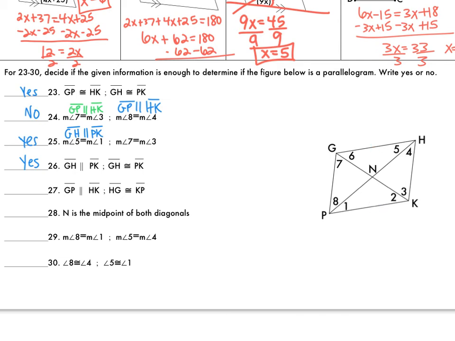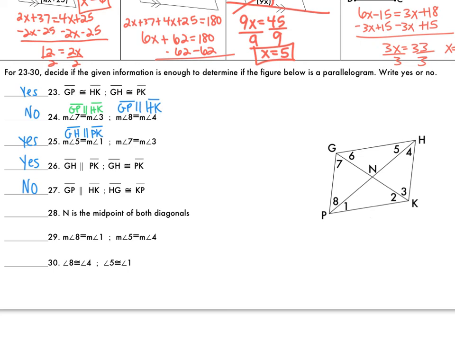All right, next one, if GP is parallel to HK and HG is congruent to PK. This one is not enough information because I know one pair is parallel and another pair is congruent, but it has to be the same pair, like in number 26. One pair has to be both congruent and parallel. So this one is not enough information. So 27 is no.